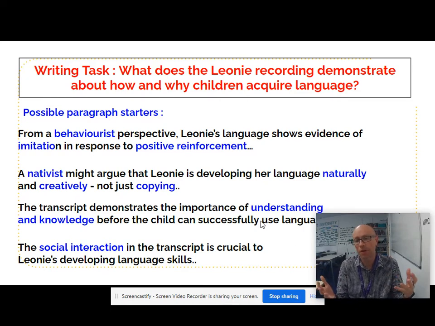Okay, so the important thing on this is that you're not just going to be learning concepts around children's language development, but you're going to be putting your conceptual theoretical knowledge into practice with some real-life messy data in front of you, which won't necessarily back up, won't necessarily support a lot of the theories that you've been learning about.